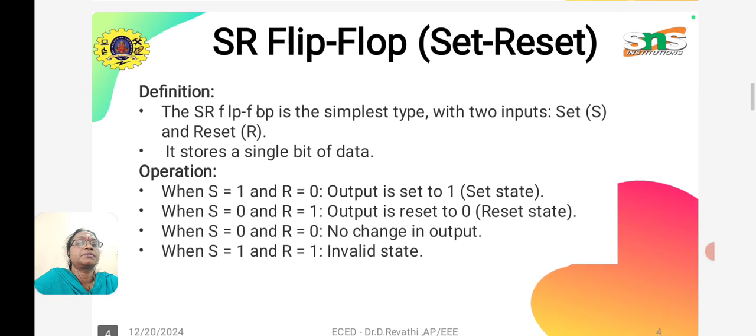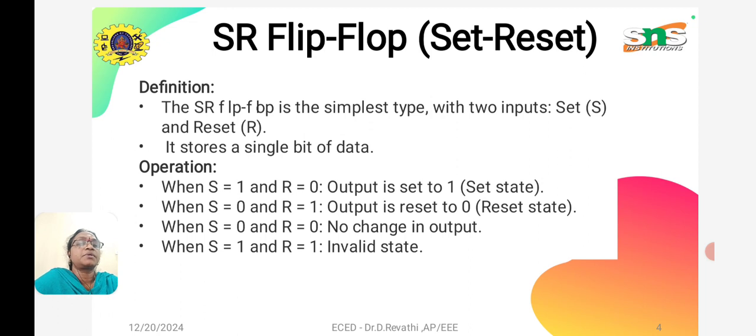First, SR flip-flop. The SR flip-flop is the simplest type, with two inputs S and R. S and R mean set and reset. It stores a single bit of data. When S is equal to 0 and R is equal to 0, there is no change in the output. If S is equal to 1 and R is equal to 0, the flip-flop will be set, and if S is equal to 0 and R is equal to 1, the flip-flop will be reset. If both S and R are equal to 1, it is an invalid state.